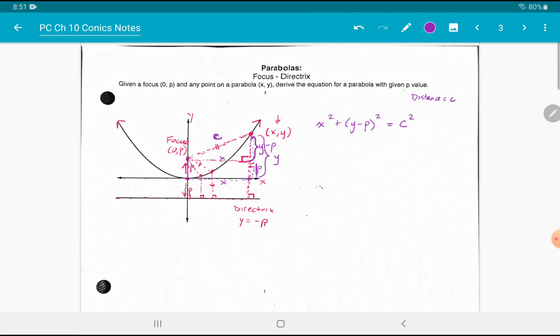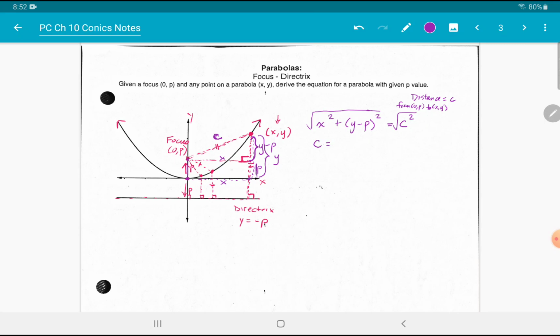So let me actually say that this is the distance from our focus, 0p, to the point xy. Okay? And if we really want to find the distance, then what we have to do is actually take the square root on both sides because we really just want the value of c.